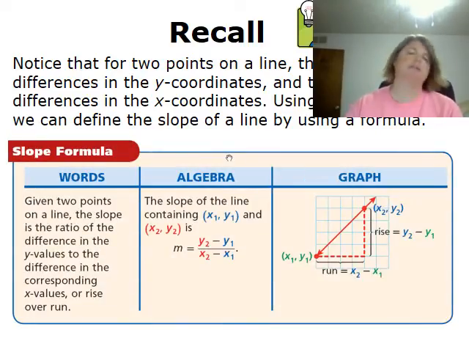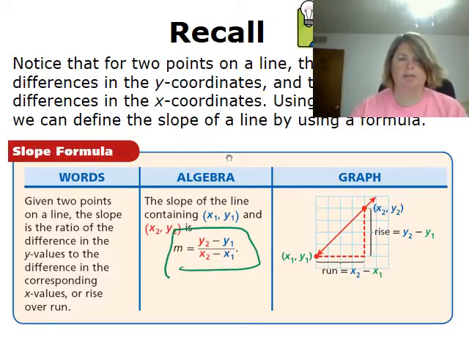All right, so something to remember, this is from Geometry and Algebra 1: the slope formula, and also finding the rise over run on the graph. Please don't write that down.